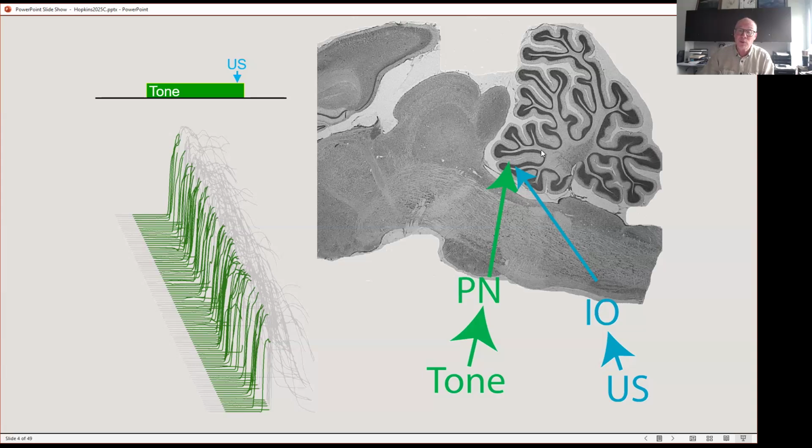The learning happens with plasticity in the cerebellar cortex and the cerebellar deep nuclei. In the deep nuclei, there's a map of the body. So there's sort of an eyelid region of the deep nuclei, the interpositus nucleus.